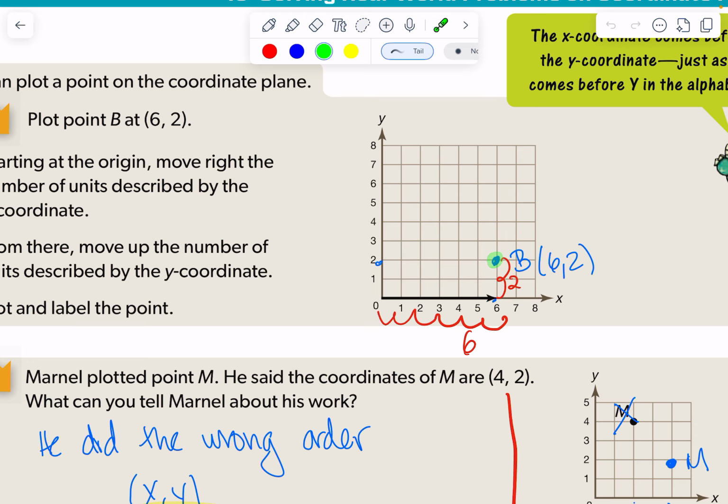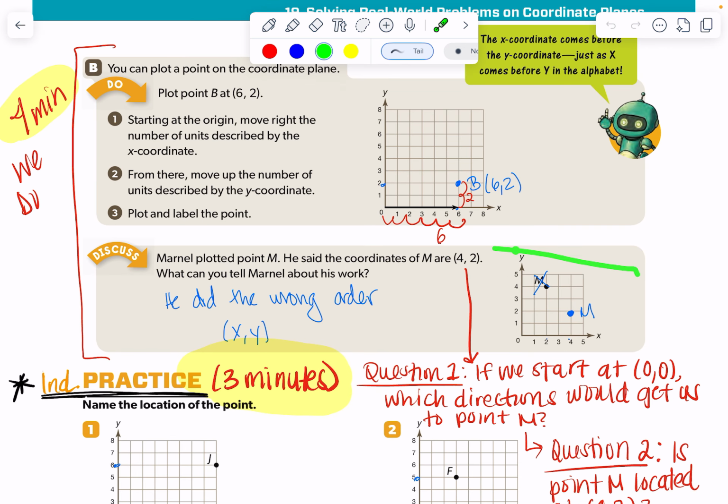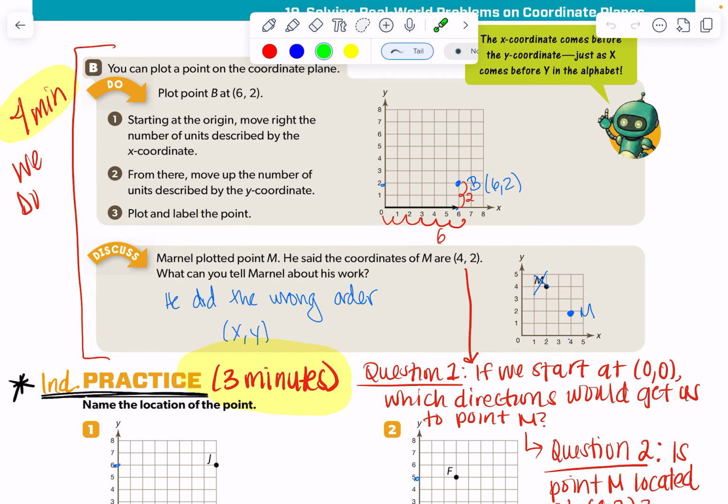Please get into the habit during your model of not only just plotting the point, but also writing the letter that they've asked of you. So make sure that you put the point, but then also physically write the letter B. And then here's another opportunity for a turn and talk just to stamp for kids that order does matter. So it says that Marnell plotted point M. He said the coordinates of M are 4, 2. What can you tell Marnell about his work?